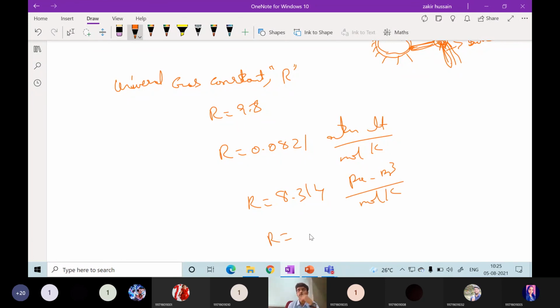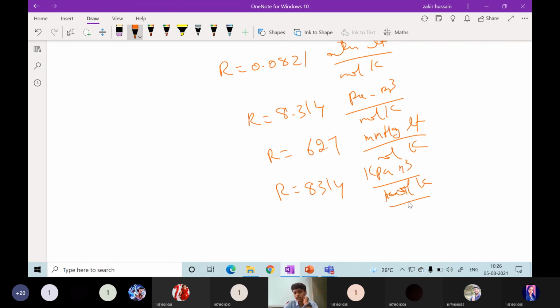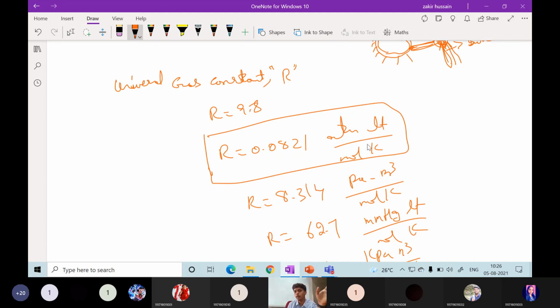R value is equal to something like 62.7, I don't remember exactly the units here, mmHg liter per mole Kelvin. R value is equal to 8314 kilopascal meter cube per kilomole degree Kelvin. So there are many R values. The first basic R value is 0.0821 atm liter per mole degree Kelvin.